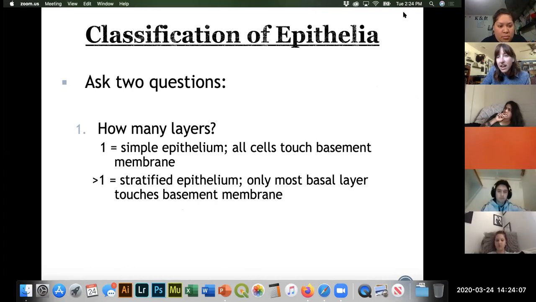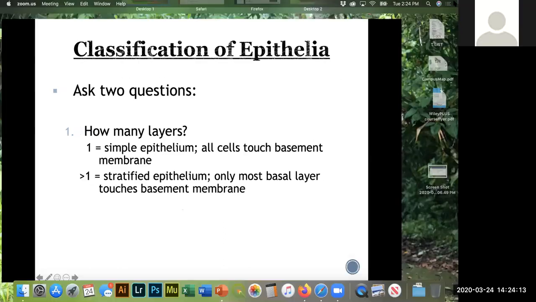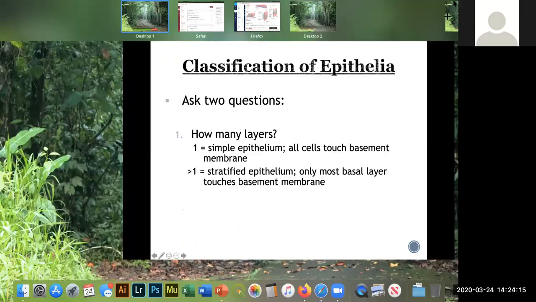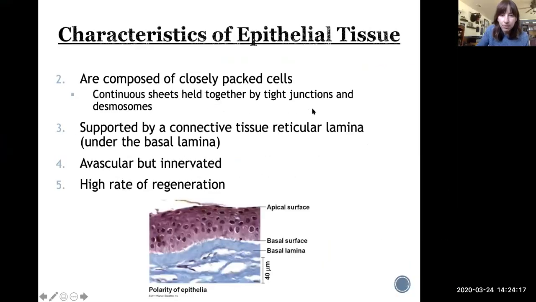Question, go for it. Can you go back one slide? Sure. This is supported by the connective tissue reticular lamina. So what is that exactly? We're going to talk about reticular connective tissue in a little bit. That's just a specific type of connective tissue.